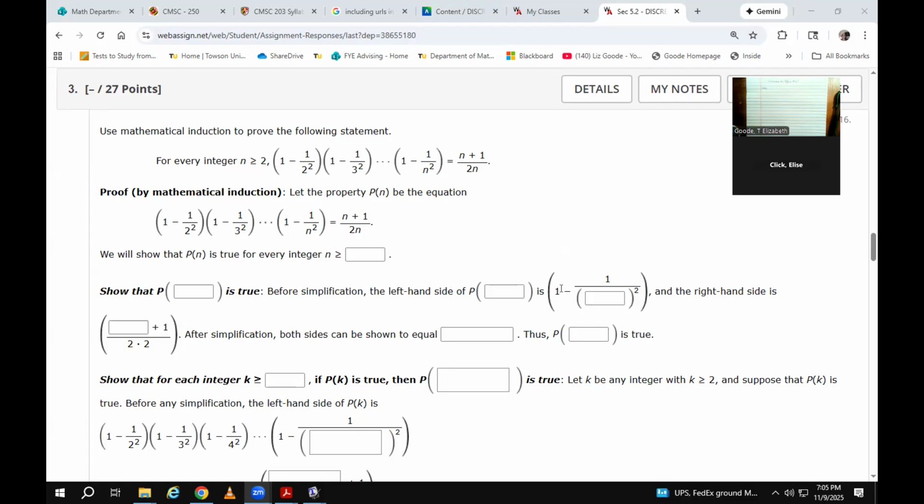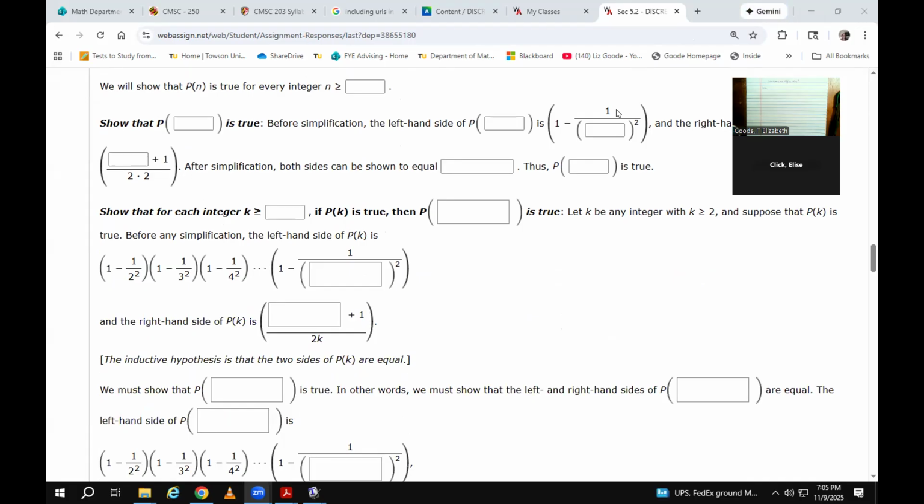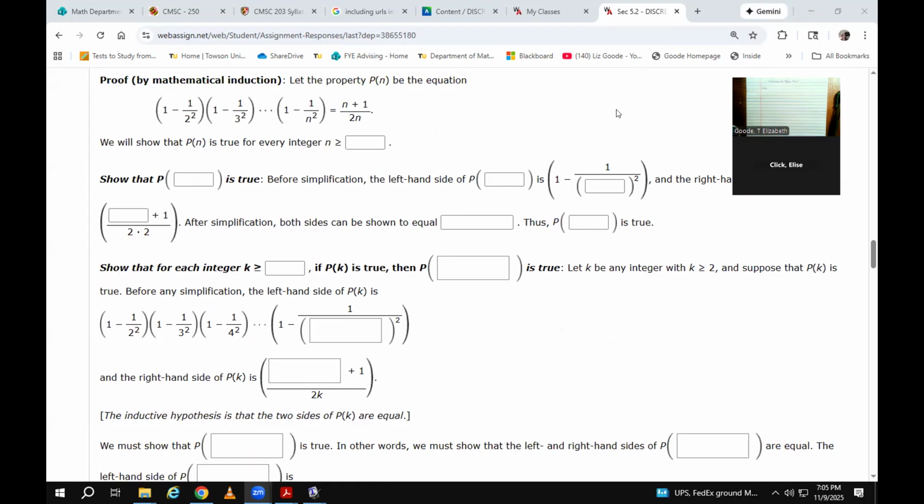Because it'll help us when it asks for things like the left-hand side of P of k plus one, because we always try to show that P of k plus one is true after we have assumed that P of k is true. So it's helpful, before any simplification, if we're going to understand the left-hand side of P of k. Is that kind of where you got lost with the left-hand side of P of k? Yeah, I would say so.